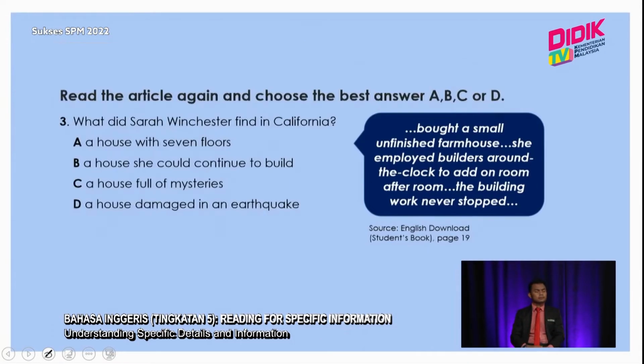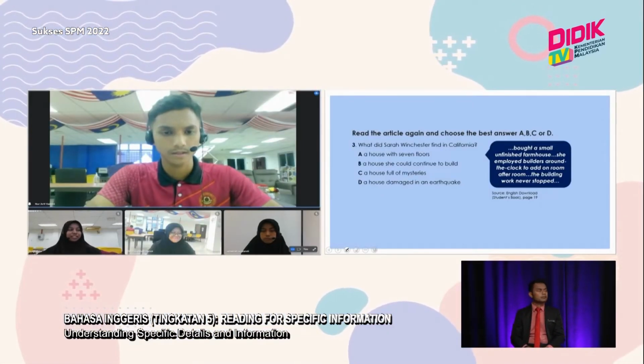Next we need to compare the one we have from the text with the options on the left-hand side. So for number 3, option A, a house with 7 floors. Option B, a house she could continue to build. Option C, a house full of mysteries. And option D, a house damaged in an earthquake. So Arif, which option matches our answer? The most suitable answer is B, a house she could continue to build.